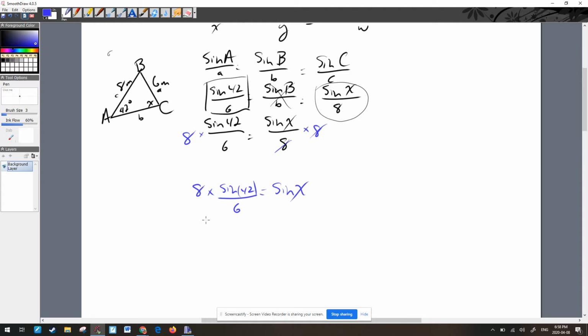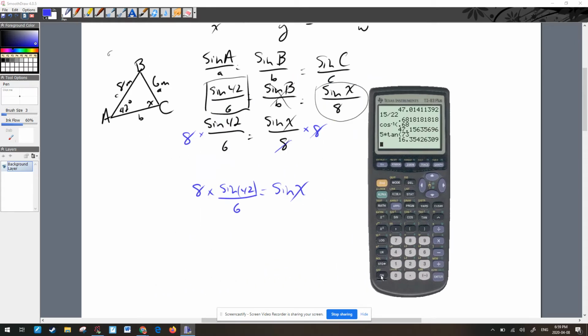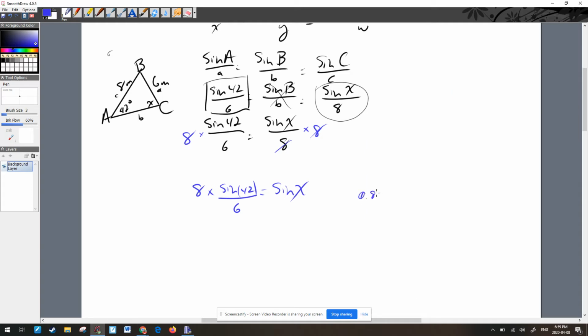And I could type that into my calculator. Absolutely could type that into my calculator and get a number, right? So I'll do that right now. And I'm going to show you, and that's not really wrong. But again, the more we can do to keep our decimal places around till the very end, the better. So I'm going to do 8 times the sine of 42, close that bracket off, divided by 6, okay? And I see that that's 0.89217, and that's equal to the sine of x.